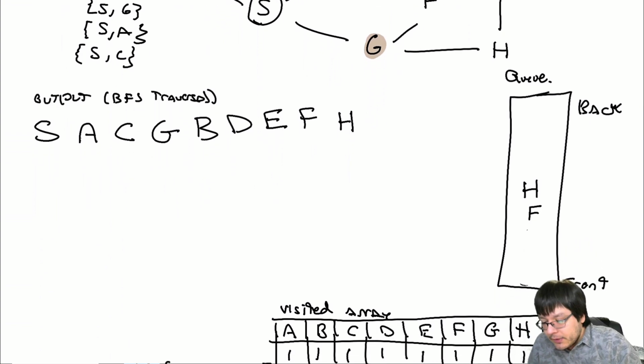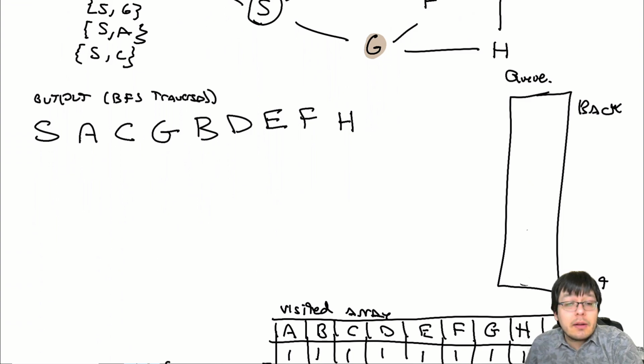Because now what's going to happen is we're going to get F, but the moment we take it out, we don't add it to our output because we see that it's been visited, so nothing happens to it. Same with H. We see that it's been visited, so we don't add it to our output. The way you know you're done with the algorithm is the queue is empty. And so now you get your output.